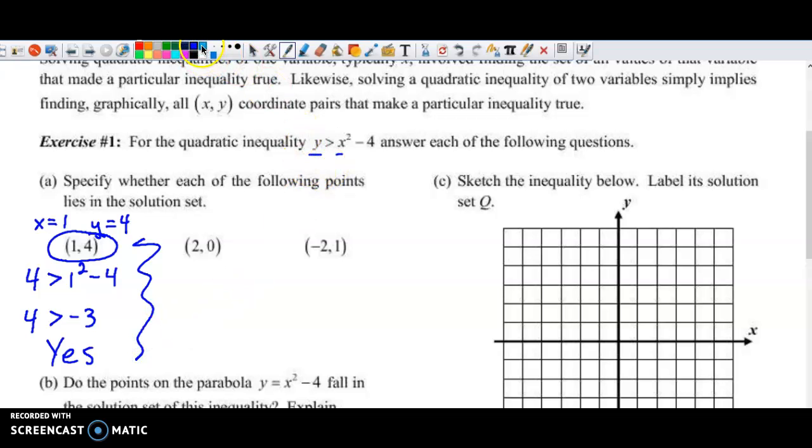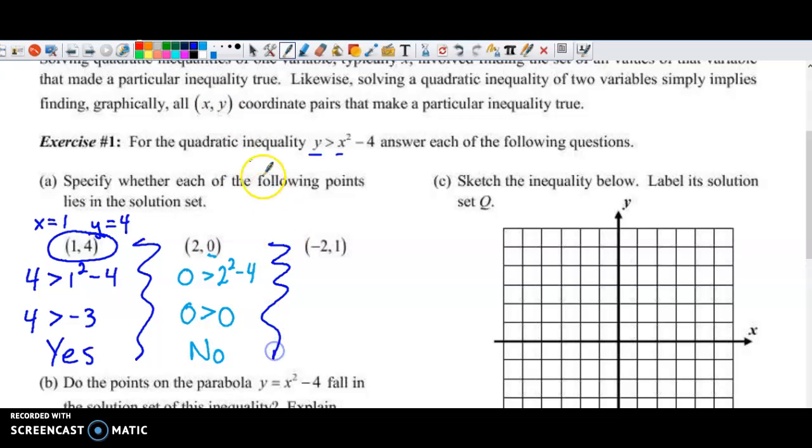Because if we look at the next one, I'm not going to write as much out, but you're plugging in 0 for y, because that's the y coordinate, and then 2 for x. Well, 2 squared is 4 minus 4 is 0. Is 0 greater than 0? That answer is no. So I'm not going to circle that one because it's not correct.